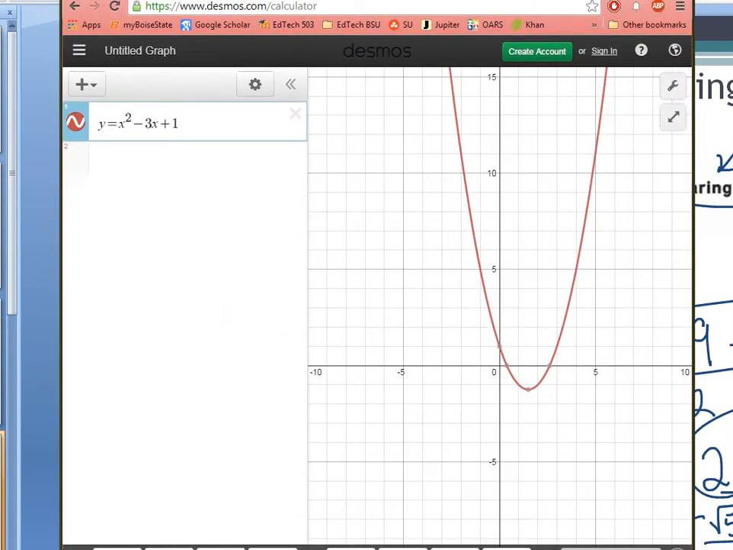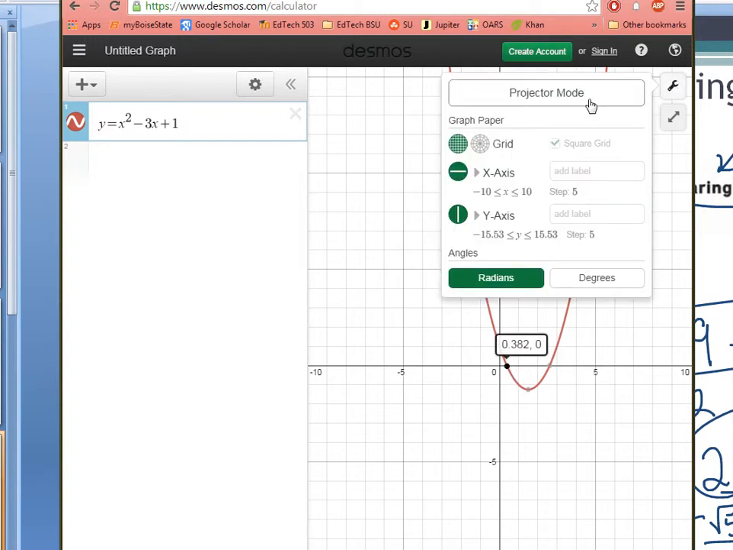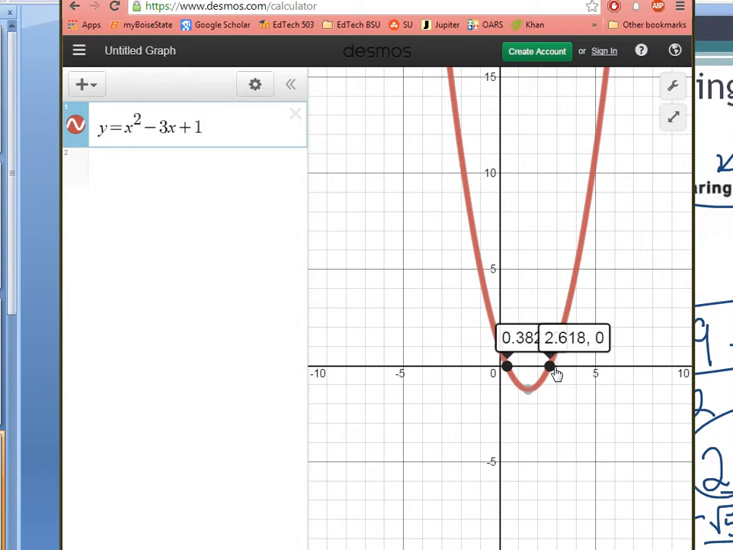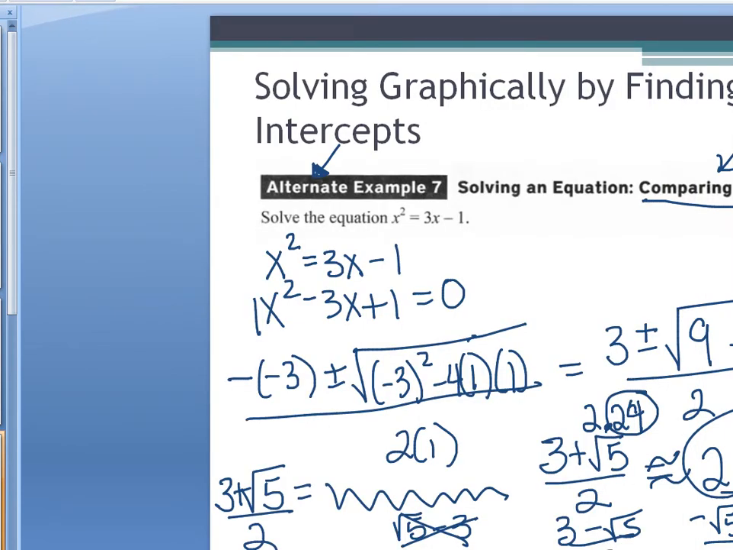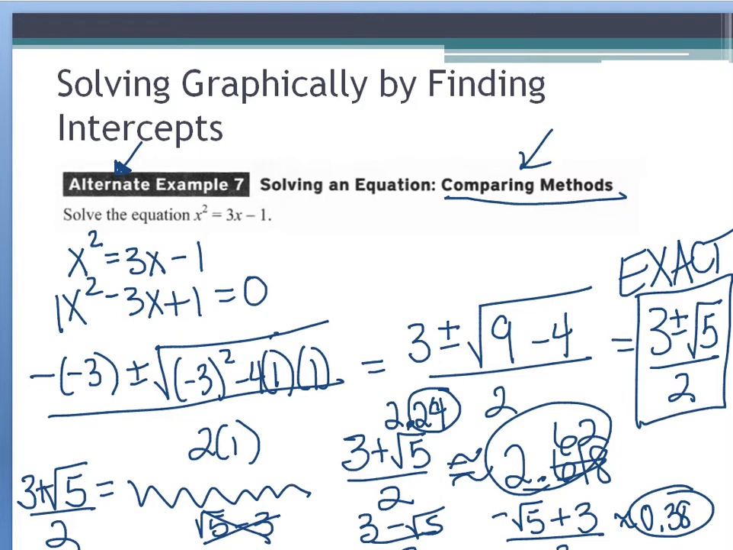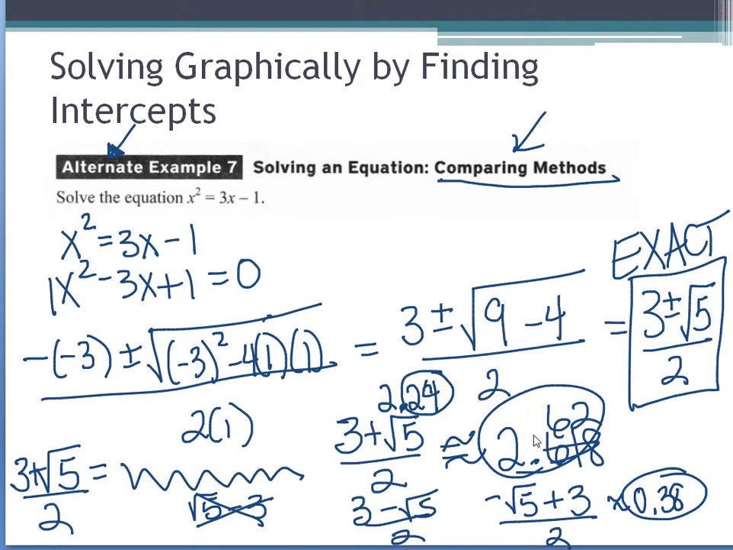Yes, okay. And then we're looking for the x-intercepts, which are here, 0.382, and here, 2.618. And then if I go back and I look at my answers, just move this back over. That is pretty much exactly what I got. I didn't round as far as they did. I did 2 decimals, but that's pretty much it.